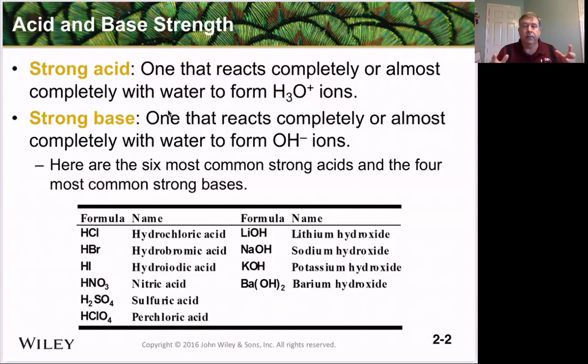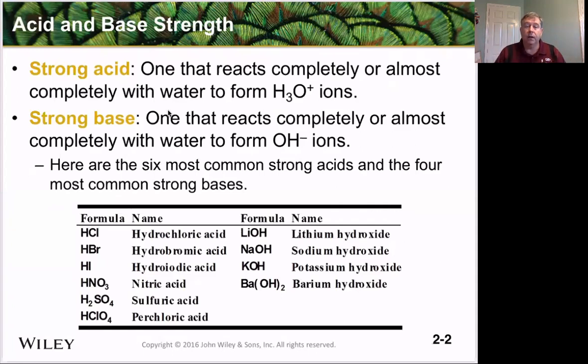The classical definition is that a strong acid is one that completely or almost completely dissociates in water to form hydronium ion and its conjugate base, okay? A strong base is one that almost completely or completely reacts with water to form hydroxide ions, okay?